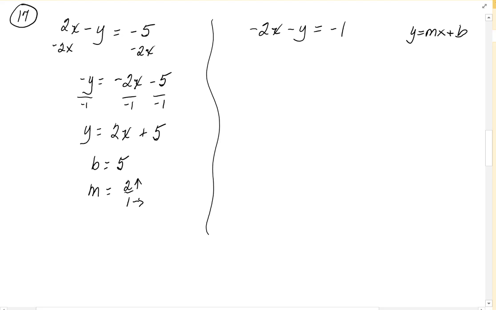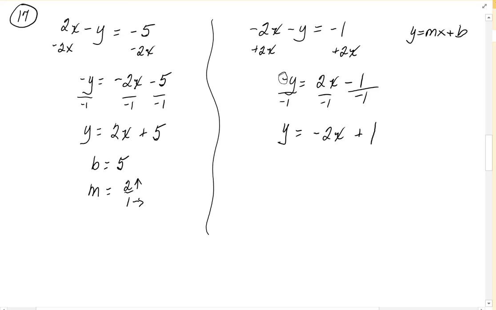The second line, you're going to add 2x to both sides, and you get -y is equal to 2x minus 1. Divide by -1 because the coefficient of y is a negative. That will give you positive y is equal to -2x plus 1.